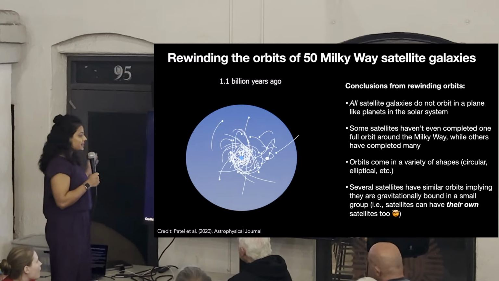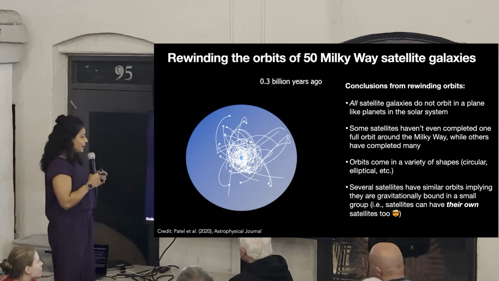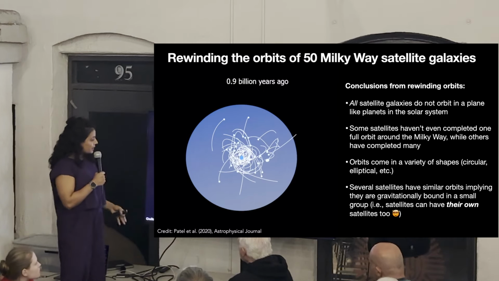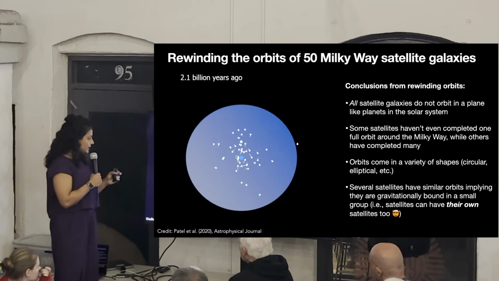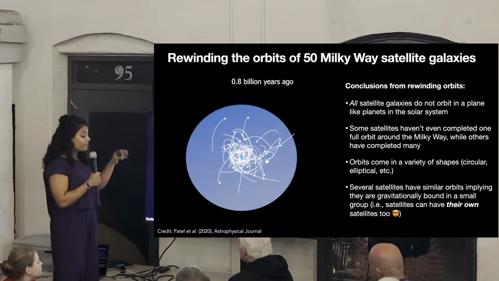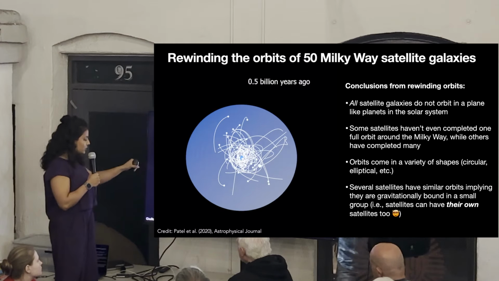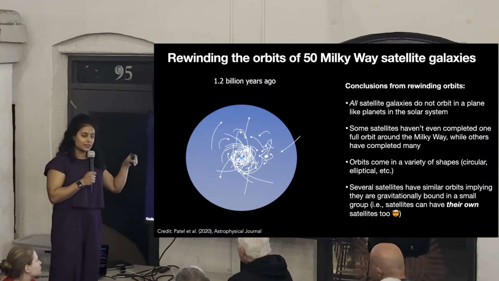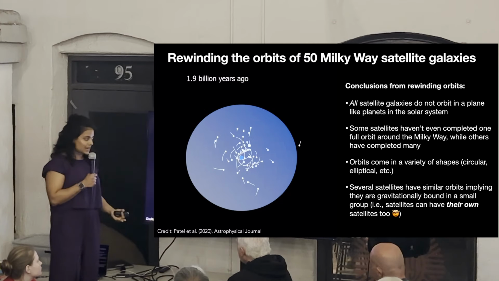Okay, so going back to what I do. Now that you've got the landscape of why these satellites are exciting to study, where they are, how many of them there could be, what I'm showing in this movie on the left, that's just going to bounce back and forth over the last 2 or 3 billion years, is the orbits of 50 of the satellite galaxies around the Milky Way. Of course, it's very simplified, so every dot represents a satellite galaxy, and the lines that they're following are their expected trajectories backwards in time.